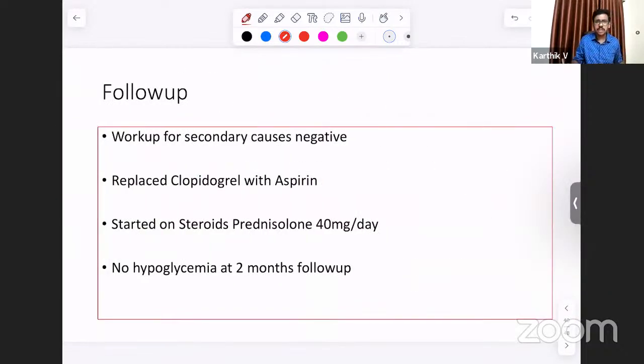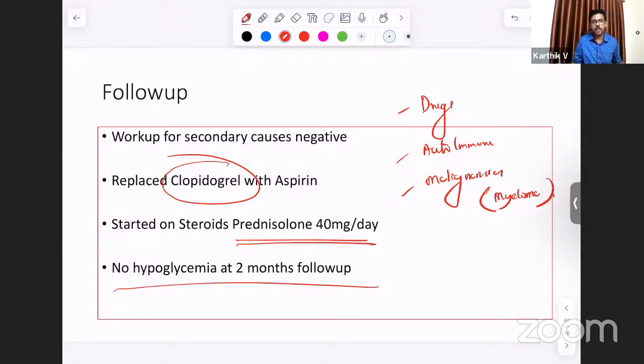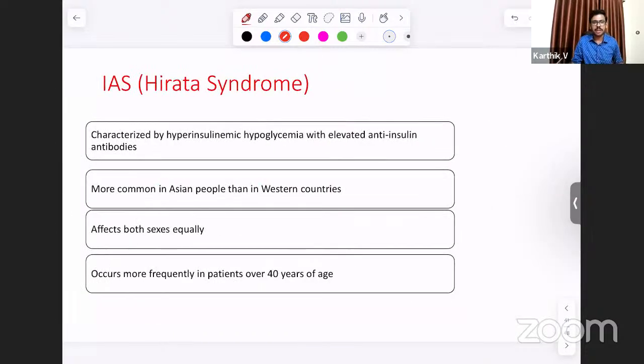So why does Hirata occur? The major causes include drugs, autoimmune conditions, and malignancies, like myeloma. So in our patient, clopidogrel is one of the culprits which has been listed as one of the causes for Hirata syndrome, and we replaced clopidogrel with aspirin. And to reduce the autoantibody concentration, we started the patient on prednisolone, and at 2 months of follow-up, the patient had no hypoglycemia whatsoever. So this is how you approach a patient with Hirata syndrome.